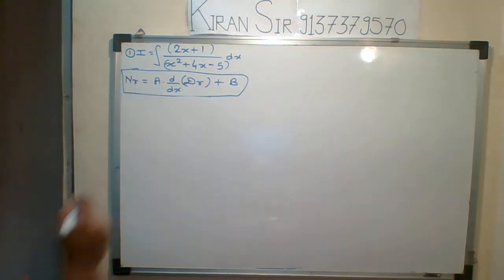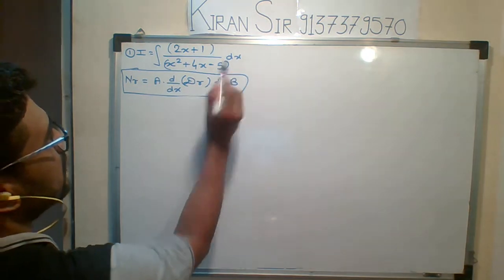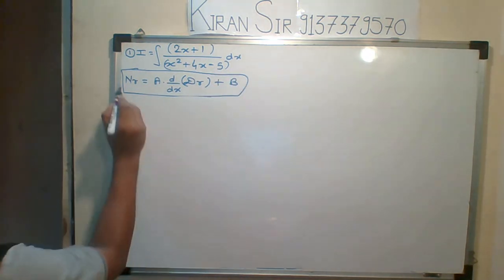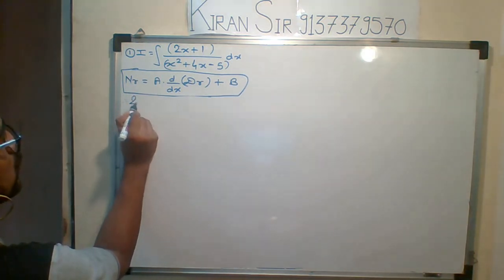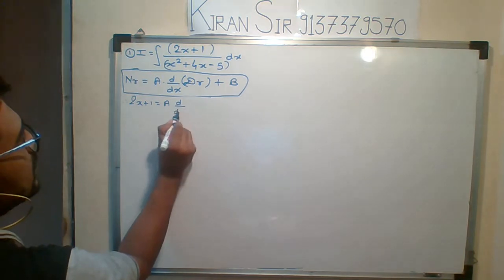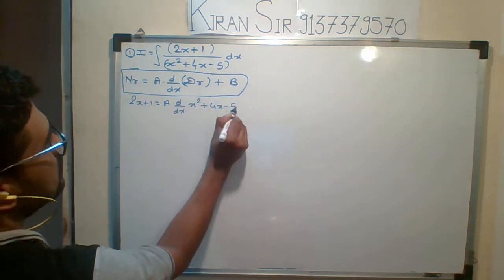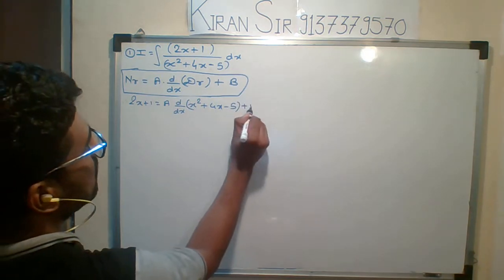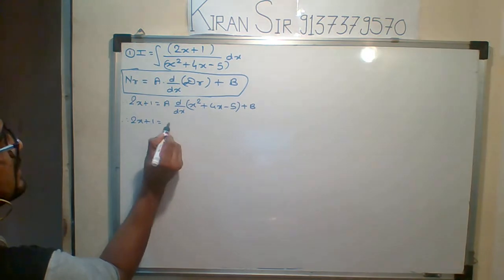Next numerical is the integration of (2x + 1) upon (x squared + 4x - 5) with respect to x. The standard formula is: numerator equals a into d by dx of the denominator, plus b. So 2x + 1 = a(d/dx of (x squared + 4x - 5)) + b. After differentiation only, you have to label it equation number 1.